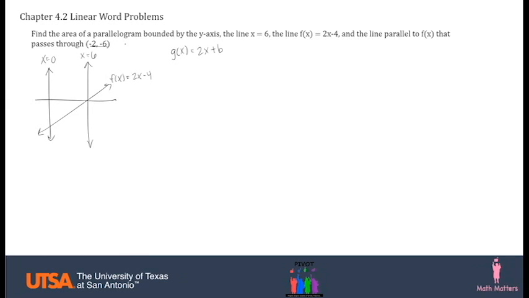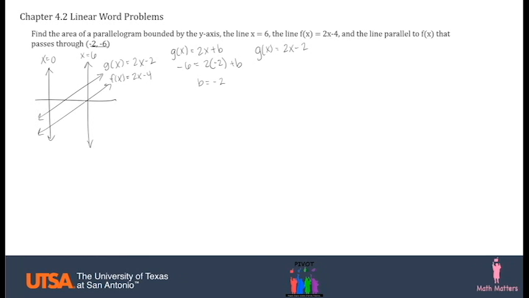So since it passes through this point, we can plug this in to find the equation. We have that our y, or our g of x, is -6 equals 2 times -2 plus b. And then if we solve for b, it comes out to be -2. So then our g of x is going to be 2x minus 2. And if we look at it on the graph, it's going to look something like this. So g of x equals 2x minus 2.